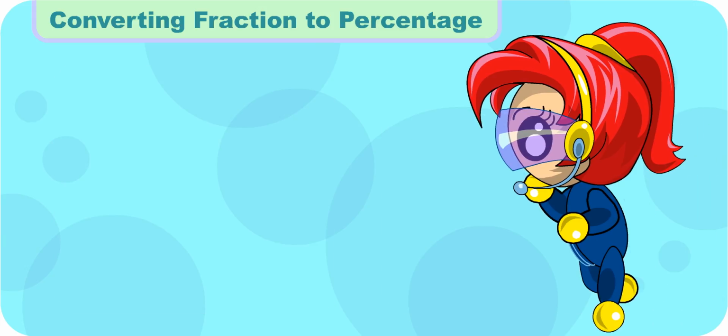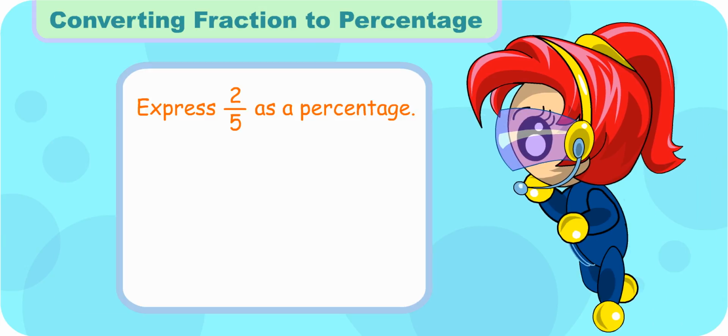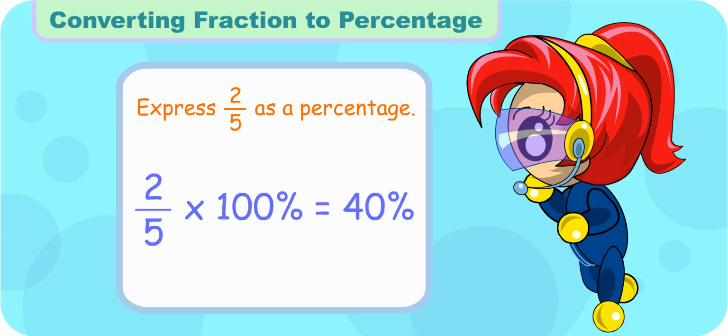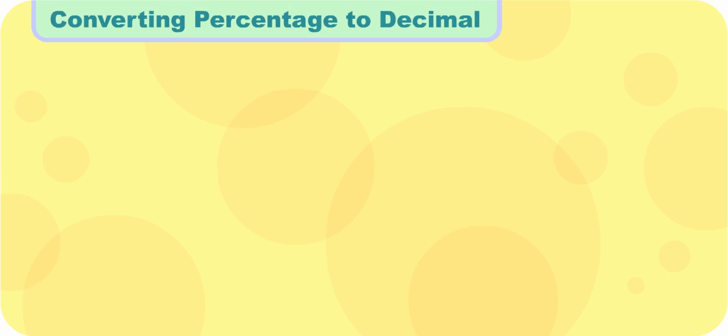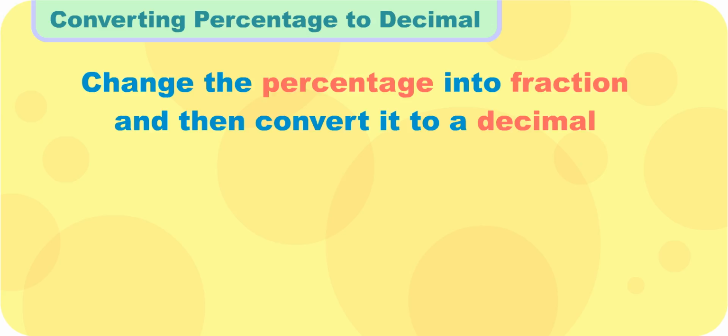Turbo Girl, you try the next question. Express 2/5 as a percentage. 2 over 5 equals 2 over 5 times 100%, which is equal to 40%. Good. Can we change a percentage to a decimal? Oh yes, you can change the percentage into a fraction and then it can be converted to a decimal.